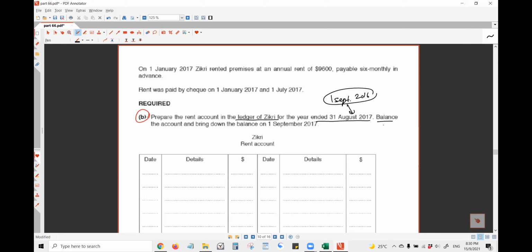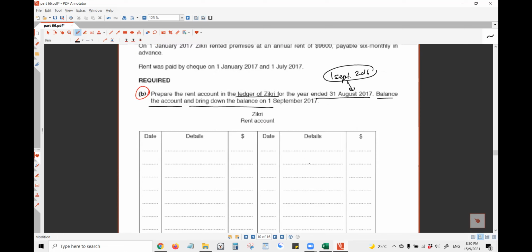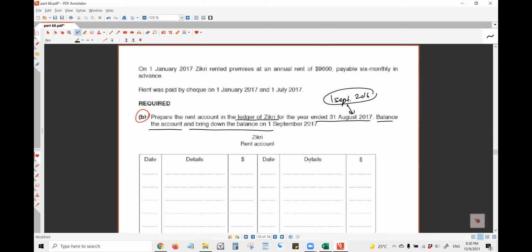So this is an expense, right? You are doing an expense account. Balance the account and bring down the balance. How many marks are there? 4 marks. This is the example of a question where you will not have an opening balance. Don't look for it. You don't have it. So you only have to complete 3 components.